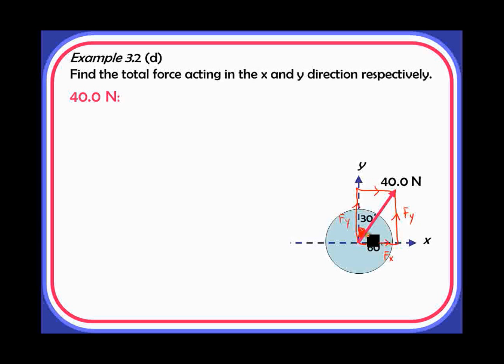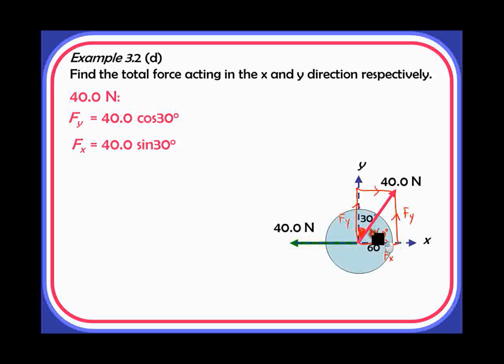Or some of you might like to use this angle. You can work out this angle as 60. Then you can use this triangle. If I use the angle 30, I will end up with 40 cosine 30 for Fy. Fx, which is the opposite, will be 40 sine 30.